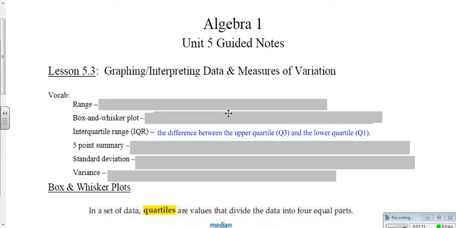Interquartile range is the difference between the upper quartile and the lower quartile. So if you have values for those two things, you would subtract them and you would get the difference, or range.